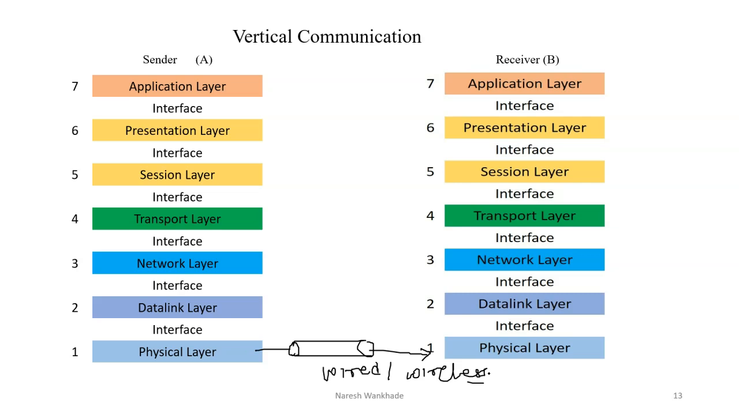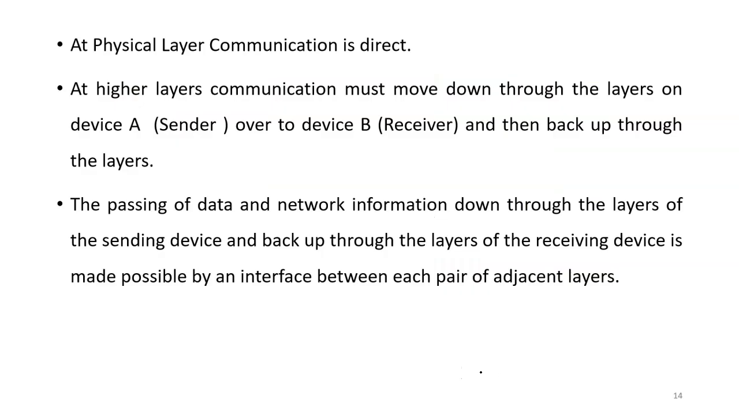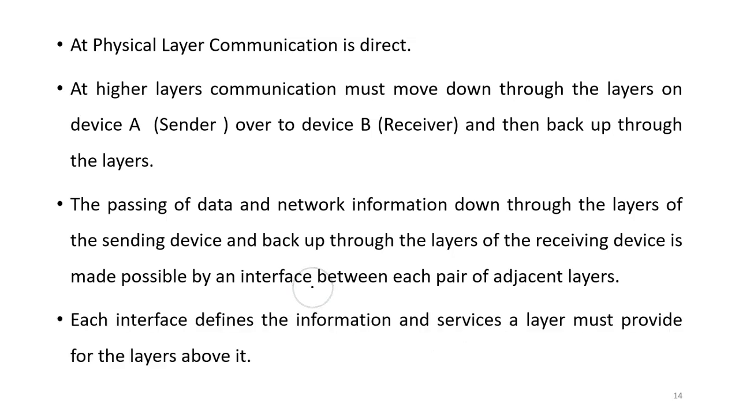And at receiver end there is a communication from physical layer to the application layer. This passing of data and network information down through the layers of sending device and back up through the layers of receiving device is made possible by an interface between each pair of adjacent layers, and this activity is known as interlayer communication, as we have seen in the previous video. And each interface defines the information and services a layer must provide for the layers above it.